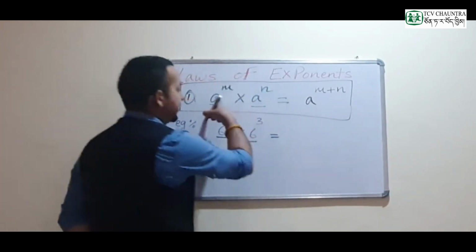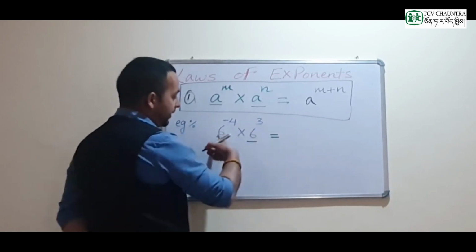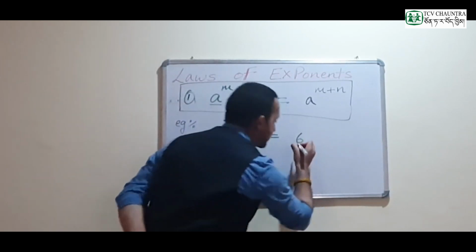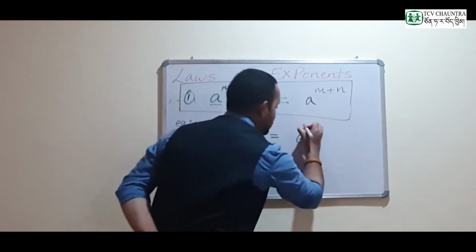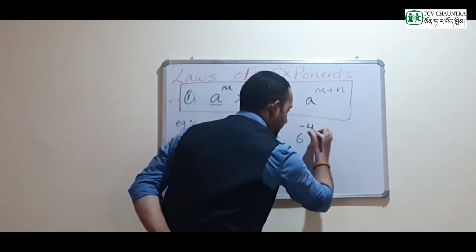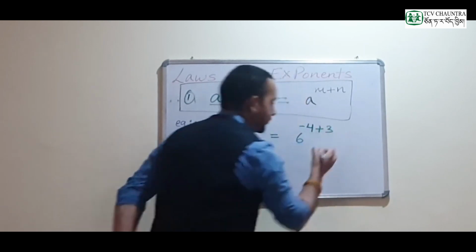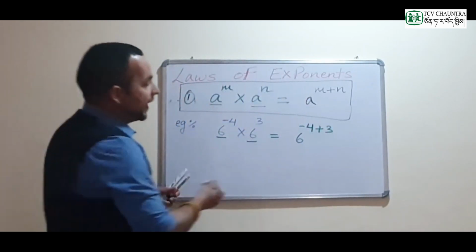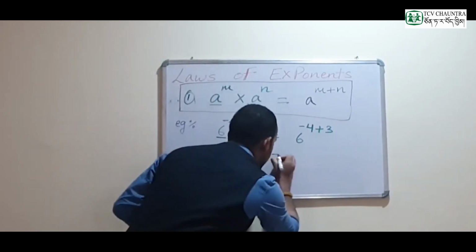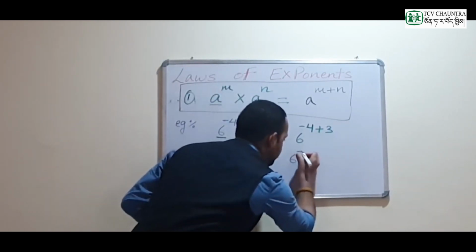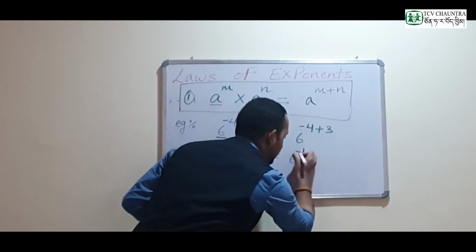According to the first law, what will we do? We will write 6 only once because the bases are the same, and the powers should be added. So 6 raised to power minus 4 plus 3. Negative 4 plus 3 is negative 1. So 6 raised to the power minus 1.